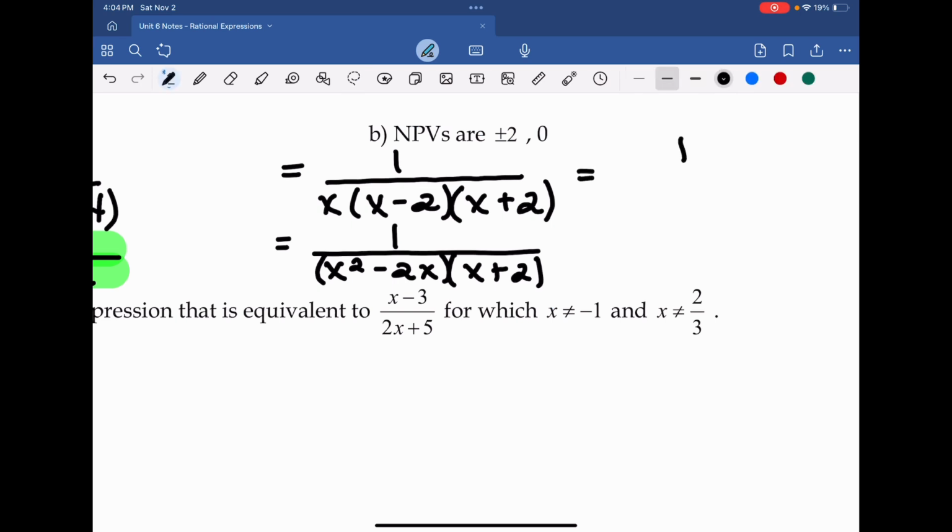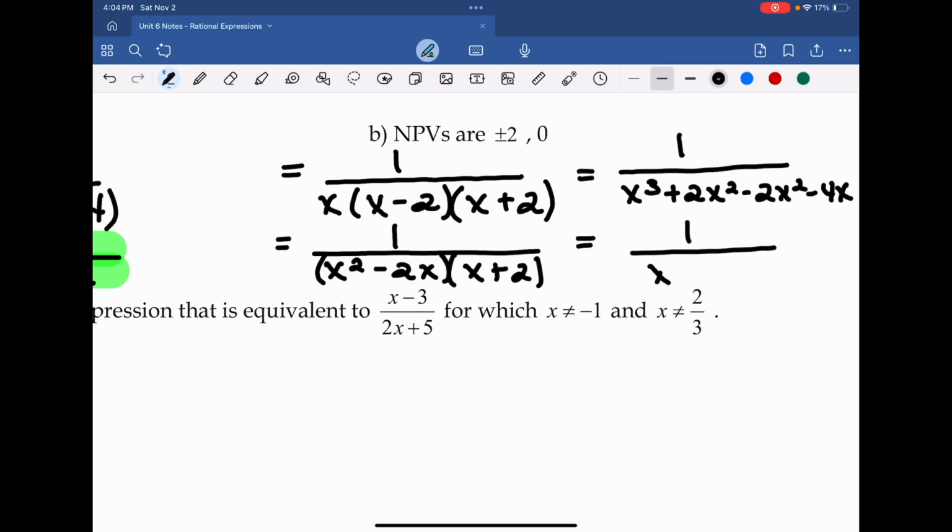We're going to have 1 over, let me make sure I get this right, x cubed plus 2x squared minus 2x squared. And then our very last term is going to be a negative 4x. If I simplify this to the most simplified terms, our middle terms go away and we get x cubed minus 4x. So that would be our simplified polynomial expression, where there's a polynomial in the numerator and a polynomial in the denominator, and we're satisfied with that.